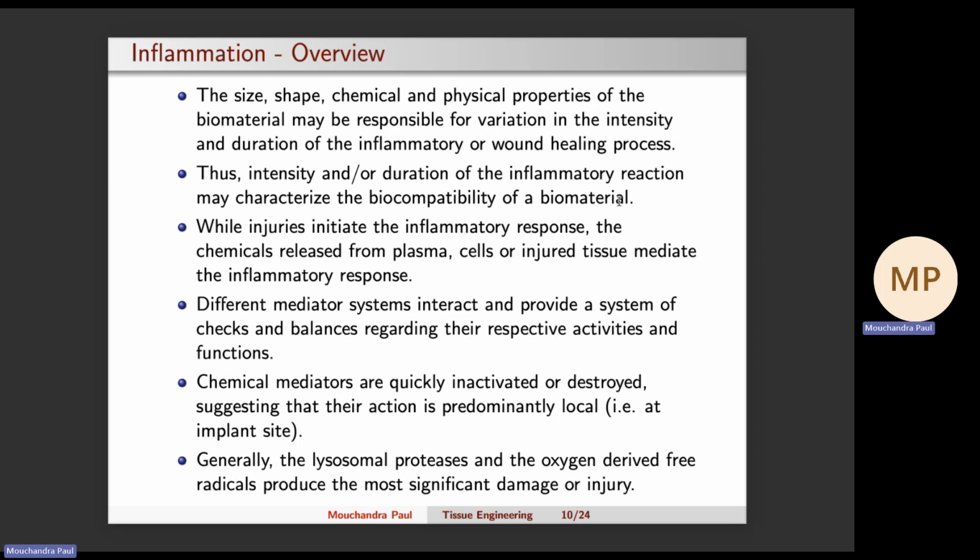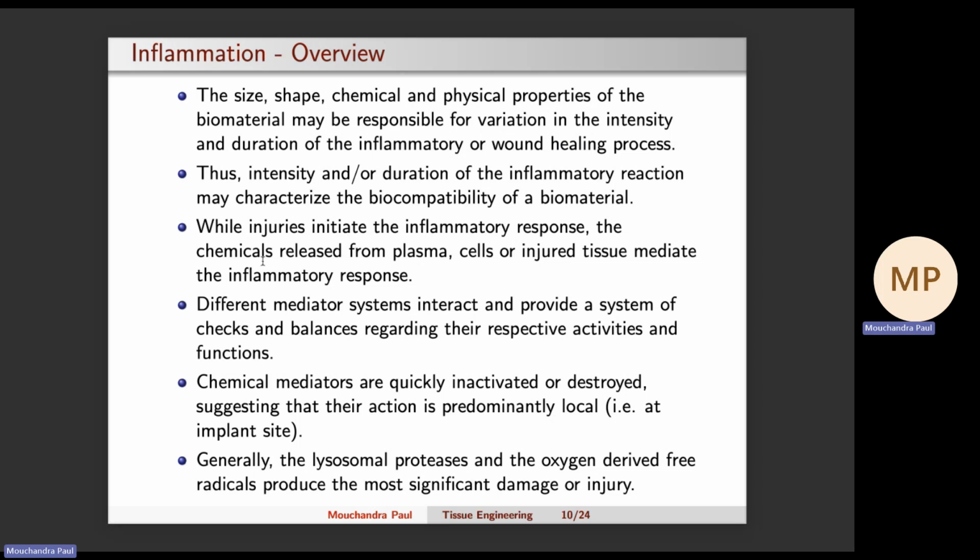So, if the intensity of the inflammatory reaction is very intense, very high, then our implant is not biocompatible. Similarly, if the inflammation process goes on for a very long period of time, let's say for years, then also our material is not biocompatible. While injuries initiate the inflammatory response, the chemicals released from the plasma cells or injured tissue will mediate the inflammatory response.